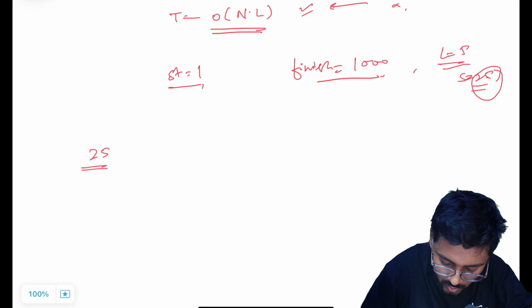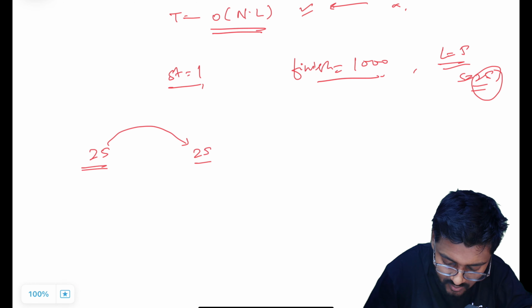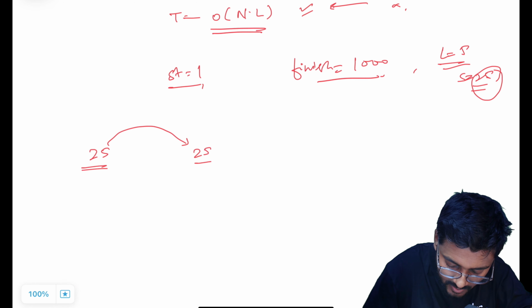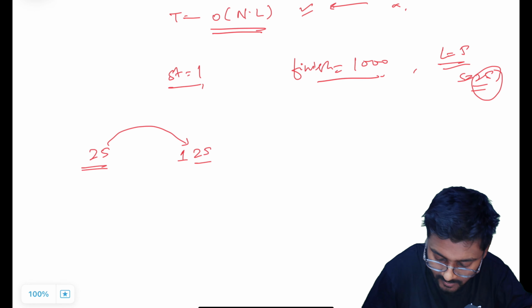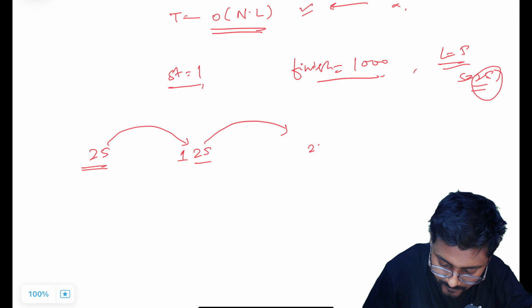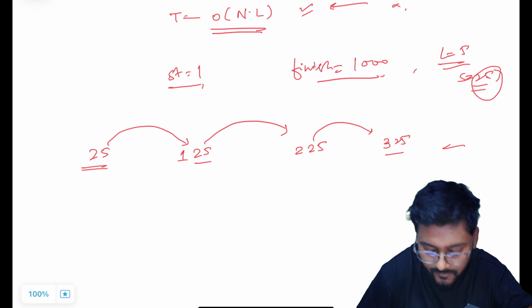Then after 25, what is the next powerful number? Definitely whatever is the next number, we are going to have a suffix as 25, and as the left of it the minimum we can have is 1, right? And what is the next number? The minimum number next to it can be 2 to 5, it can be 3 to 5, and so on, if that is within the range.